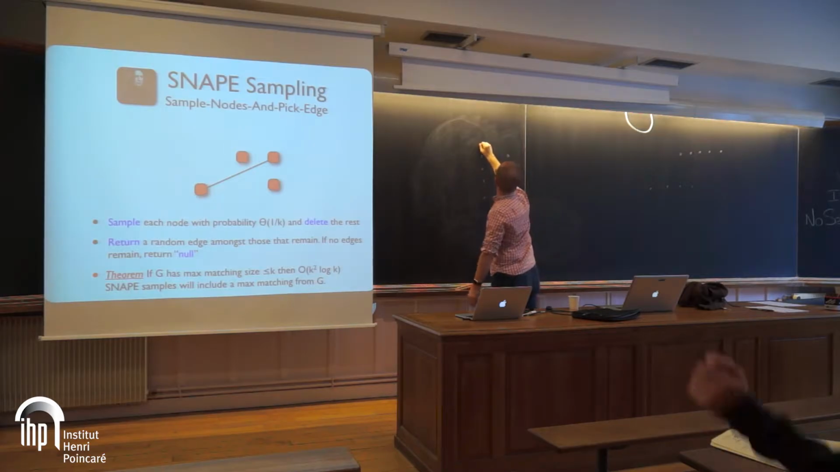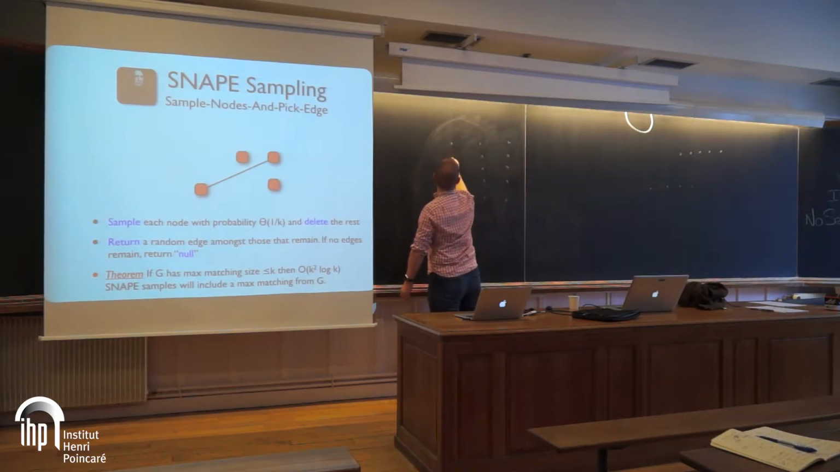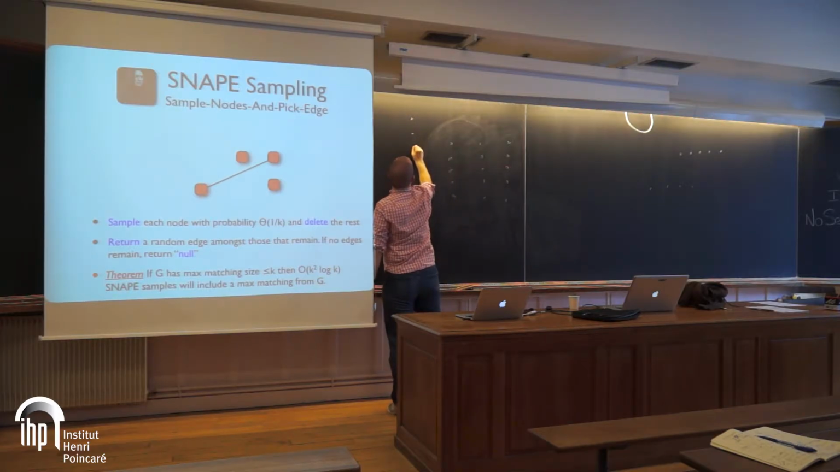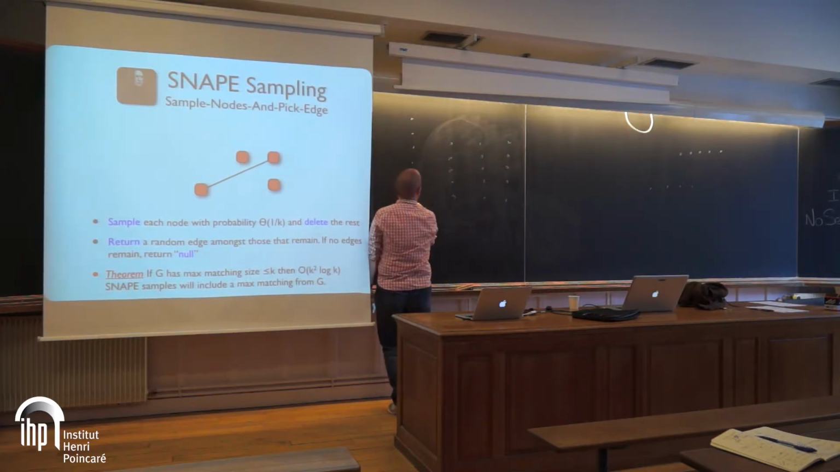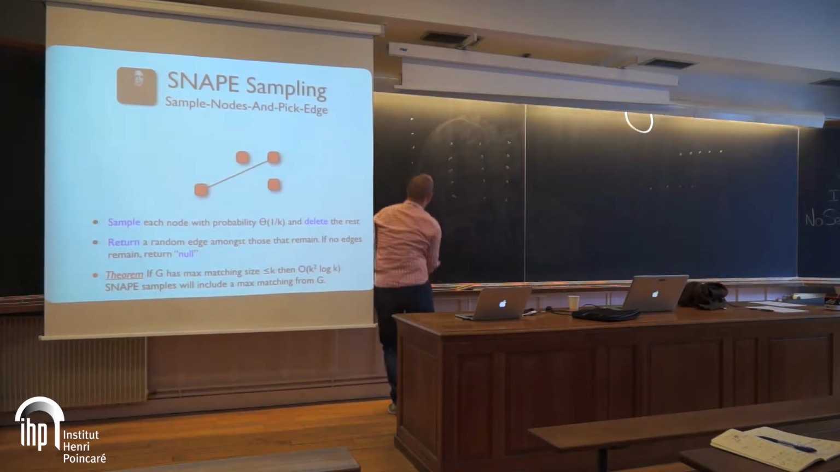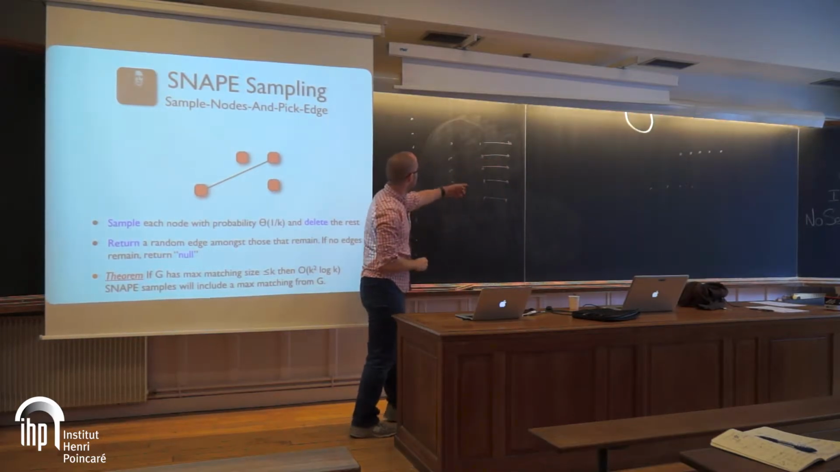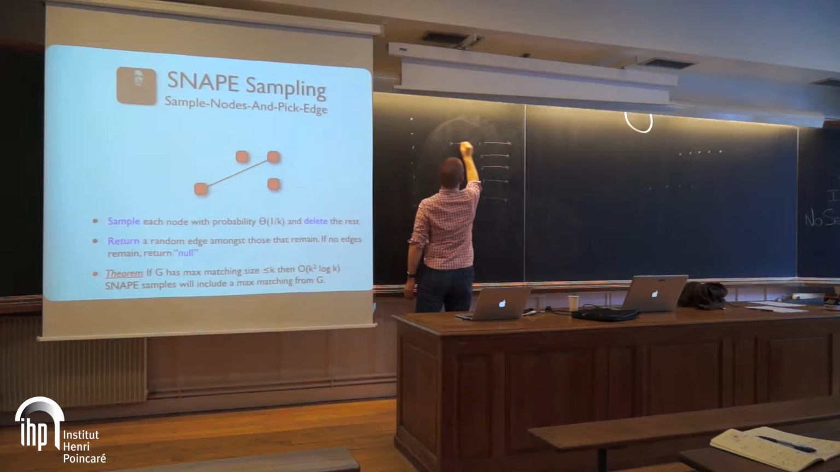This is using SNAPE samples. It might be useful just to look at why uniform sampling would not work here. So let's suppose we have a layered graph with four layers.